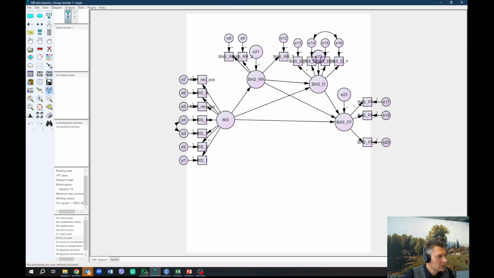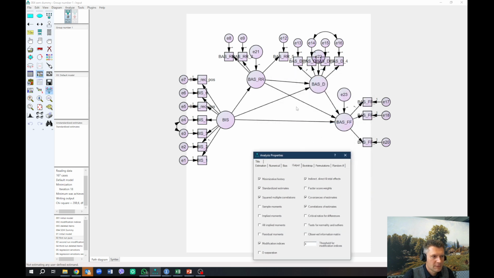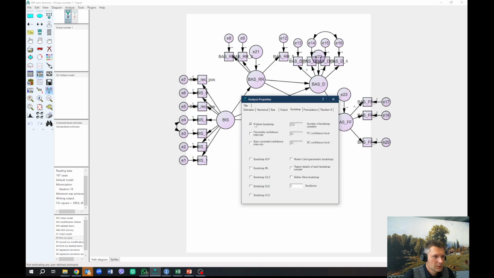After we made it, we need to include some more tests. First of all, we want to have indirect effects because we have a mediated model. Effects on BIS to FF via BSD and BSRR. For this we need bootstrap. Usually you would take about 5,000 samples. In order to save our time, I take 2,000, but start with 5,000 or more. I have seen models with 15,000, 20,000 samples. Bootstrapping is randomly selecting items from the data set and running the model again and again, and if you do it randomly, you increase the statistical power, while the result should remain more or less the same.